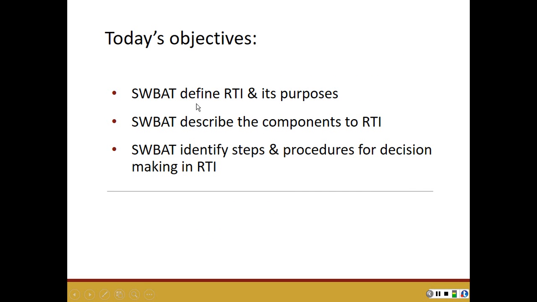Our objectives are, of course, students will be able to define RTI, and what do we do with it? What is it really? And then what are the steps and procedures for decision making in RTI? And we'll sort of touch on this last objective, but there's going to be another module that's going to come a little later in the course, when we've had some time to talk about the statistic-based stuff that's coming later in the semester. And then we'll tie that back in with decision-making for RTI. So how do we actually use that data? So something to look forward to.